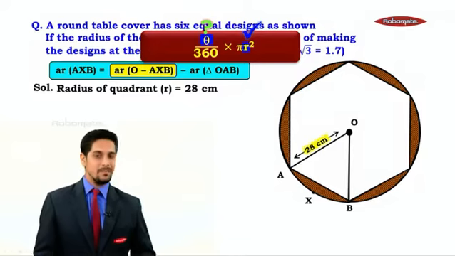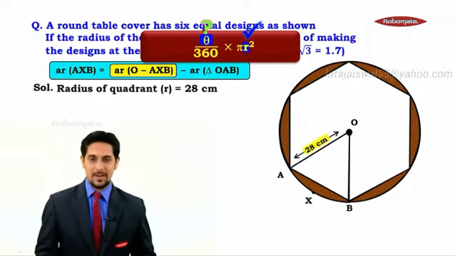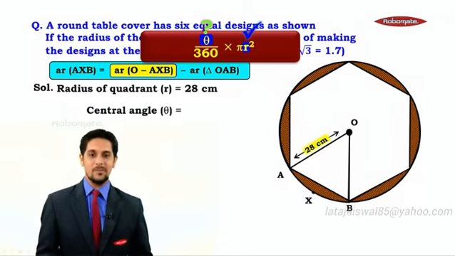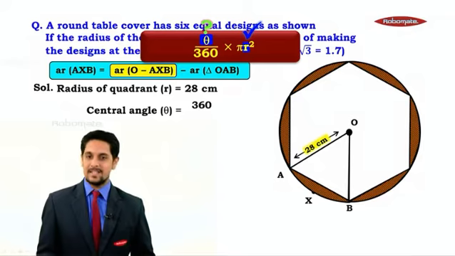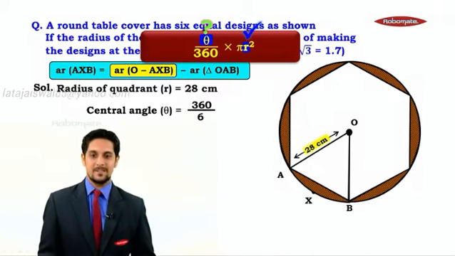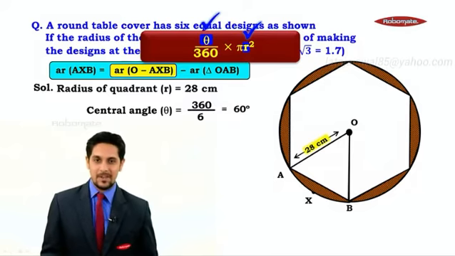The radius is already known, but we don't have the value of theta. So students, let us first focus on finding the central angle. So we have central angle theta is equal to the total angle, that is 360, divided by the number of parts, which is 6. On further calculations, we have theta is equal to 60 degrees. Students, we have also got the value of theta.